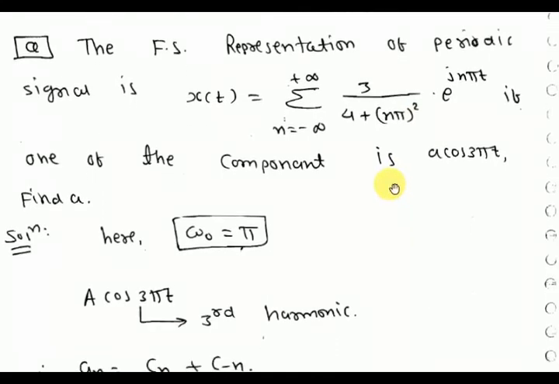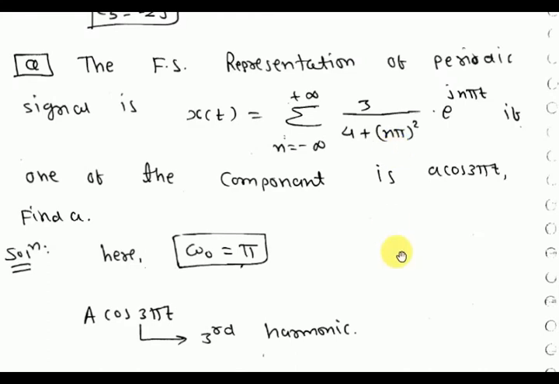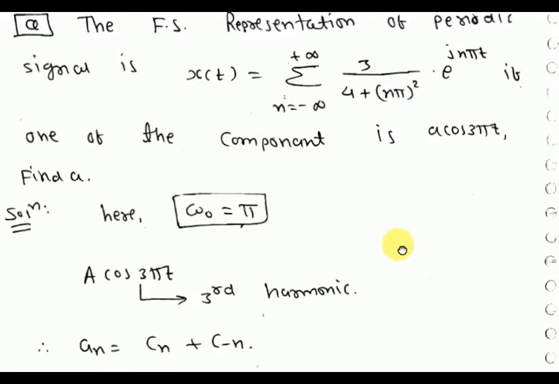And the next problem is: the Fourier series representation of a periodic signal is given. If one of the components is a cos 3 pi t, find a. We have to find a here. The type of question is different. First of all, it is given that omega naught is pi. So we have to find the third harmonic of this signal. So put n equal to 3 here, and you will find a.